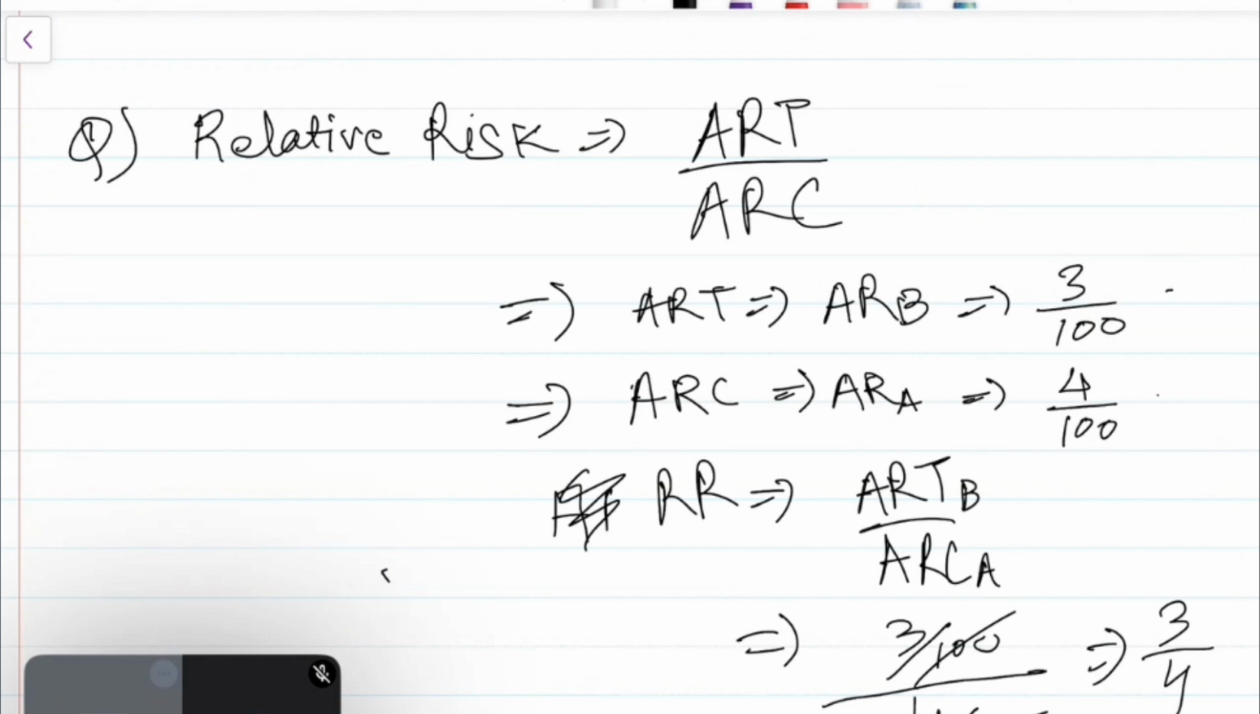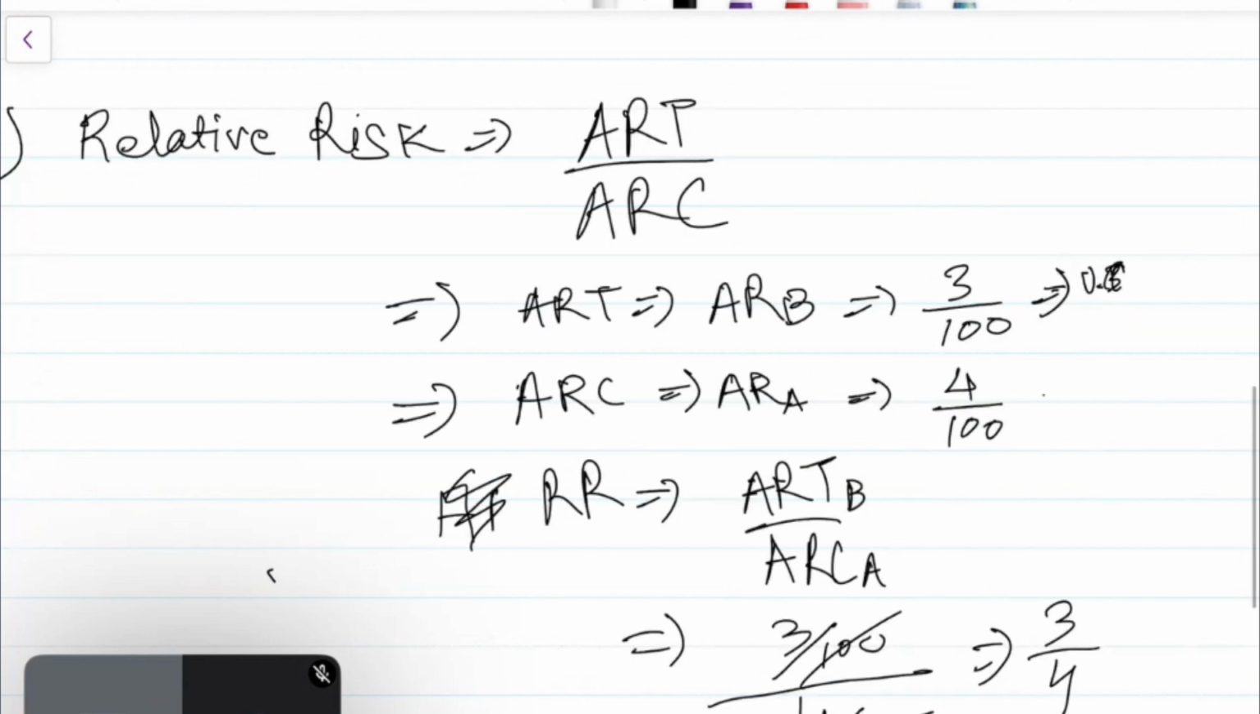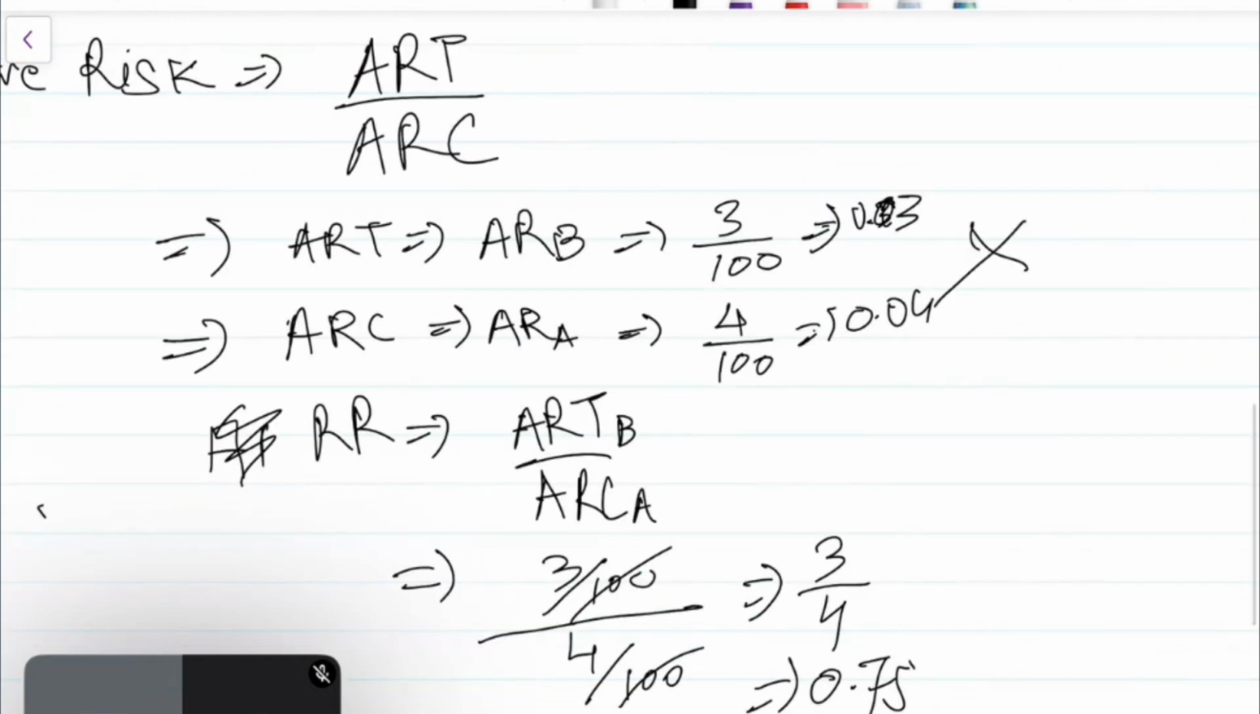So if, again, in this situation, I would have kept it like 0.03 or 0.04, a lot of people who are not good with calculations won't be able to divide 0.03 by 0.04. It becomes very difficult for certain people, not because they are not able to calculate this. So the best method is keep things in fraction. Don't cancel anything. Keep it in fraction and make your calculations easier. So the answer is 0.75.